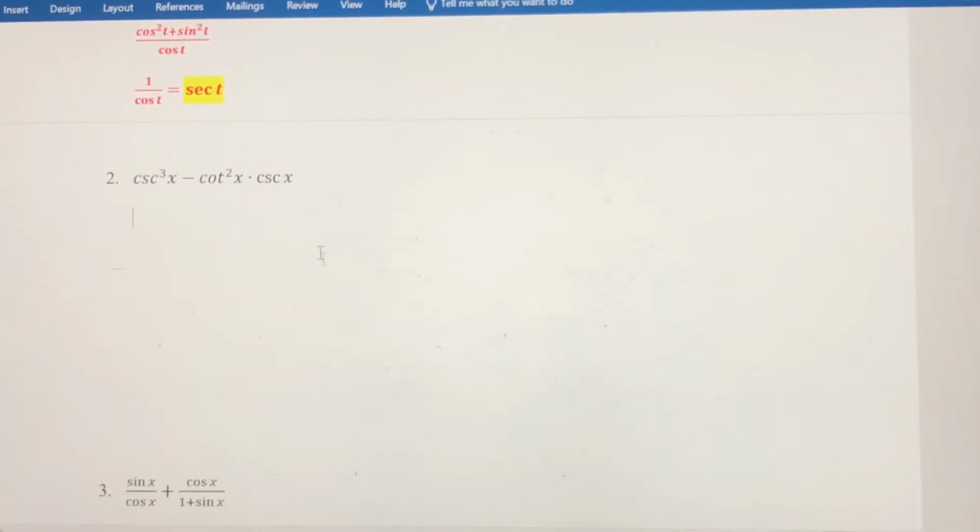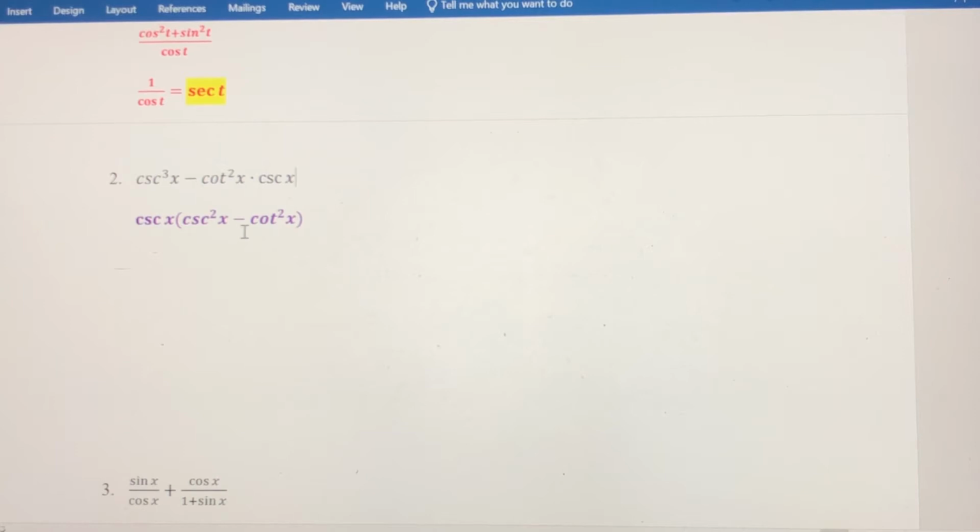All right, so in problem number 2 here, we're actually going to factor first. If you'll notice, each of these has a cosecant of x in common. So we can take that cosecant of x out as a greatest common factor. What that leaves inside is cosecant squared of x minus cotangent squared of x. Right now, what's inside of this parentheses is a variation of one of the Pythagorean identities.